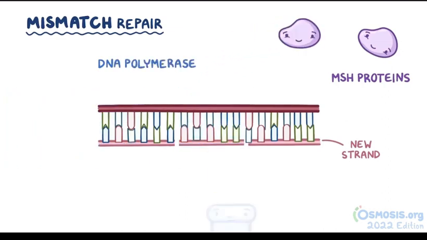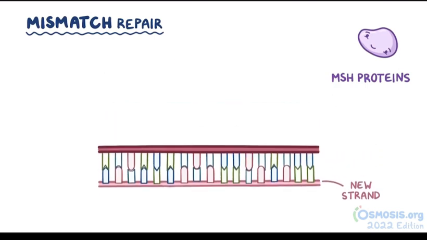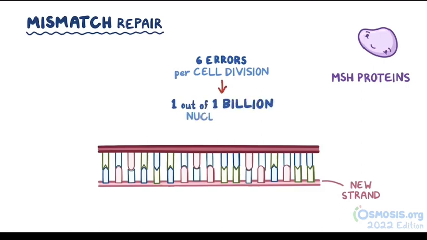Kind of like when you have to go back and rewrite a paragraph of your essay if your supervisor tells you there's an error in there. And finally, once DNA polymerase is done matching correct nucleotides, another enzyme, DNA ligase, seals the bonds and the damage is successfully repaired. But even mismatch repair leaves a tiny number of errors, which is 6 errors per cell division, so 1 out of 1 billion nucleotides. Of course, this is nothing compared to the original 60,000.